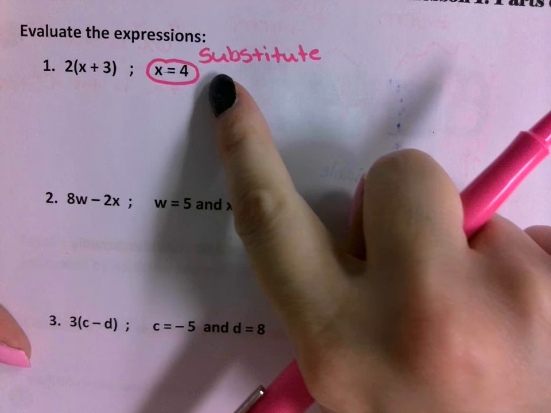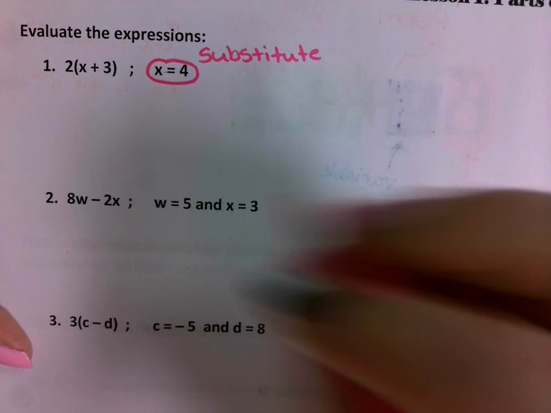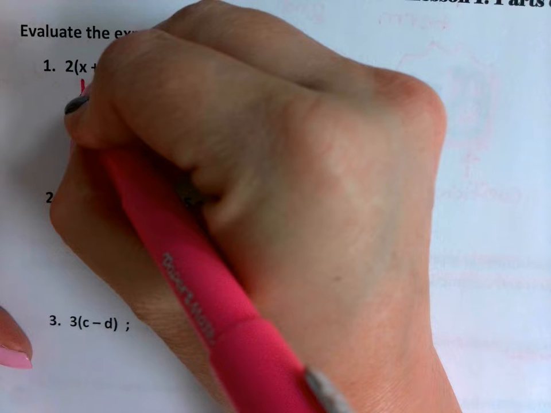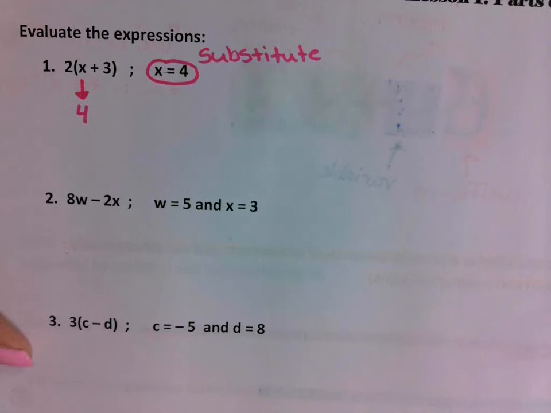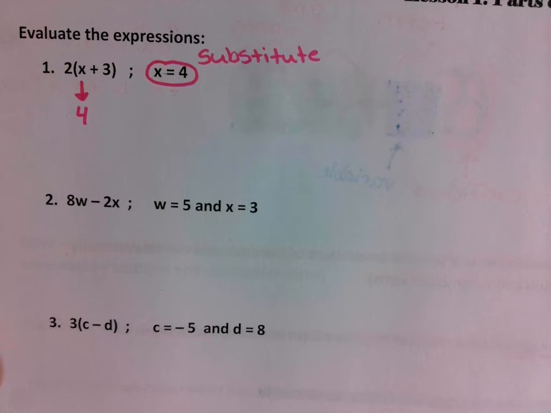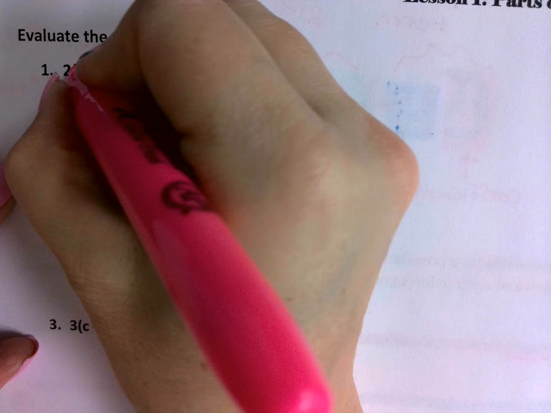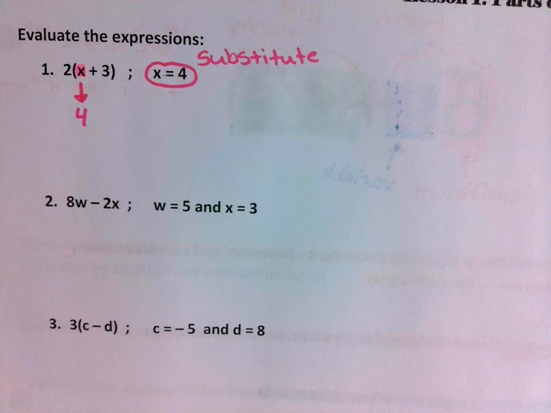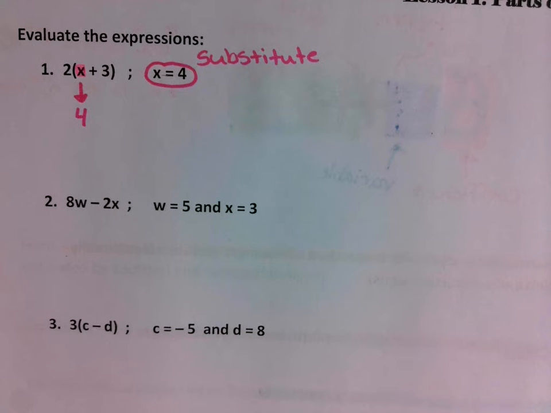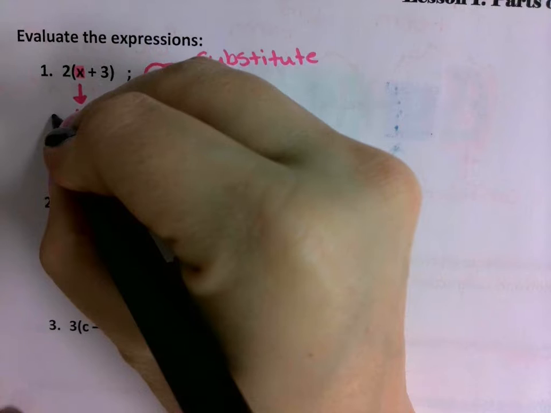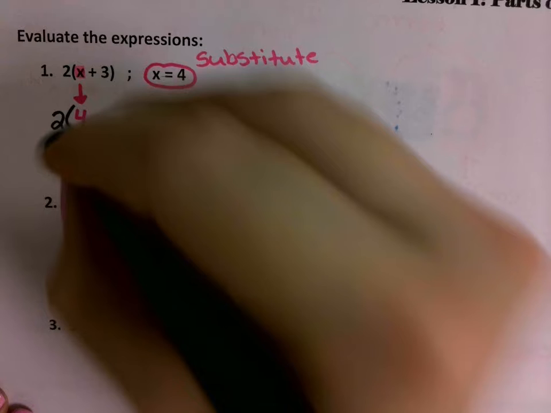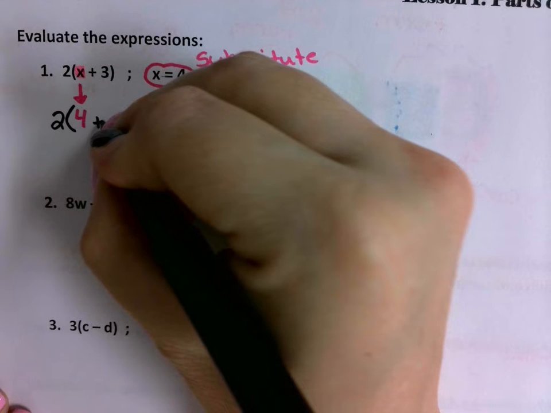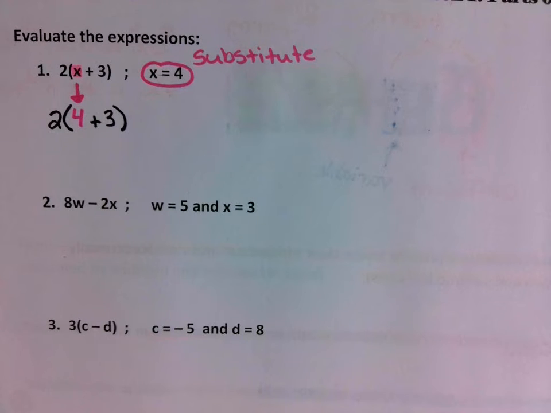Now, does that mean that every number up here is going to change to a 4 as well? No. The only one that's going to change to a 4 is that x. So I'm going to highlight that x in pink. That's the only one that's changing. Everything else is going to stay the same. It's going to stay a 2 on the outside of the parentheses. We're still going to have a plus 3 on the inside of the parentheses. So we have the problem 2 times the quantity of 4 plus 3.